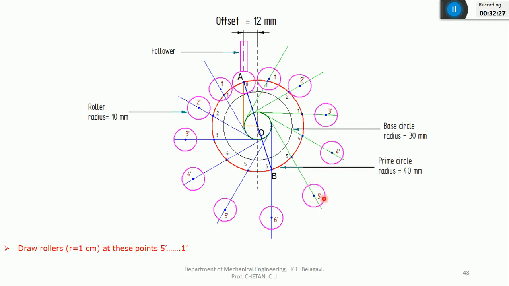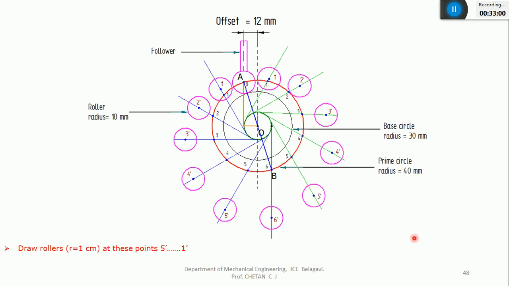You can see the pink color lines are nothing but the rollers with a radius of 1 centimeter, taking these 5 dash, 4 dash, 3 dash as the center. Now I completed all the angles, that is outstroke 180, return stroke 180. After getting all these rollers, from this point, okay, this is the first circle, correct? I'll start from here. I'll draw a tangent to all these circles. I'll draw a smooth curve and it has to be tangent to all these rollers.